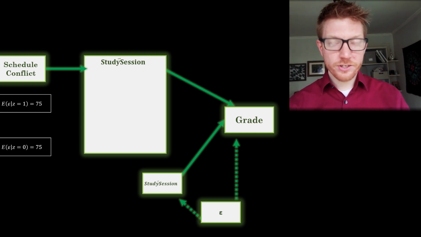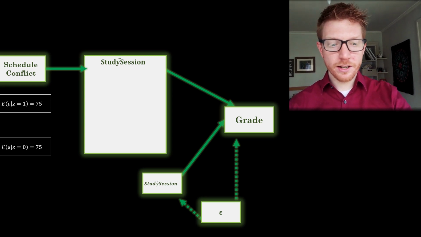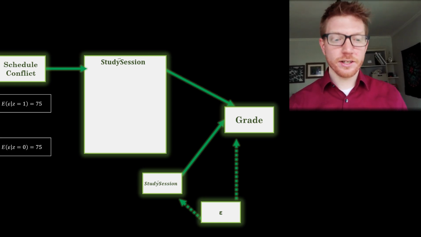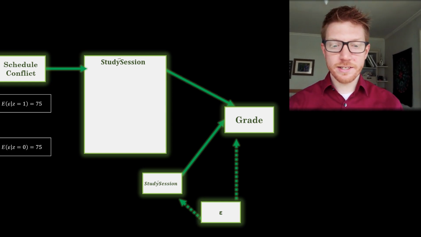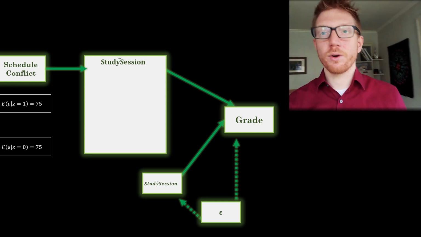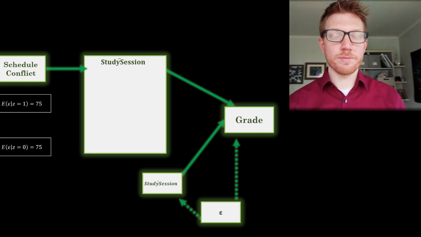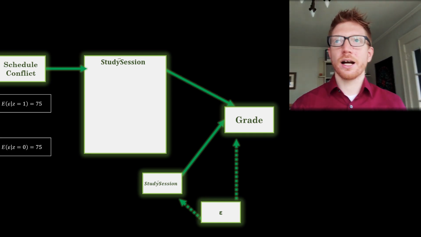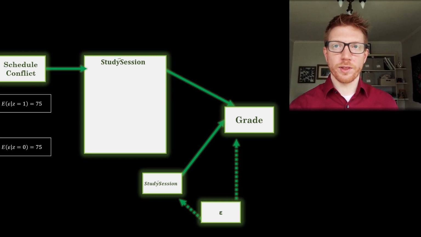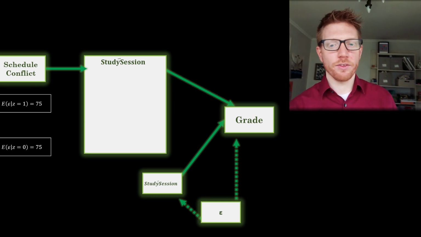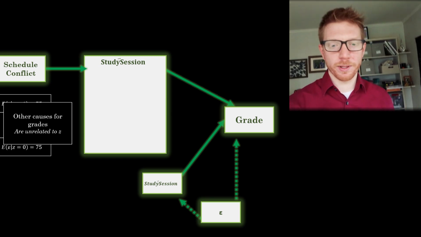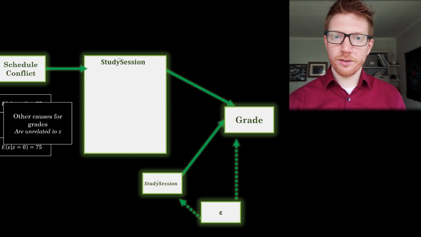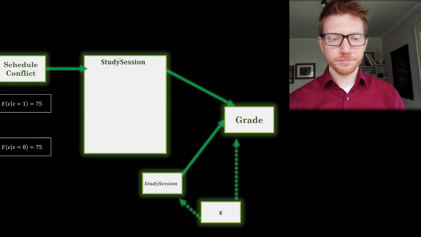So the schedule conflict, we can see here that apart from that study session, your expected grade needs to be the same in this example with the conflict or not, 75. I'm going to also do an example here in Stata to show you with some simulated data how this works, aside from just with 4 people. So the other causes need to be unrelated to Z.